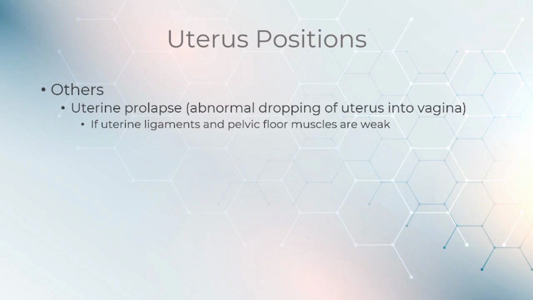Lastly, I would like to mention the uterine prolapse, which is an abnormal dropping of the uterus into the vagina, that is, caudally. It occurs when the uterine ligaments and pelvic floor muscles are weak.